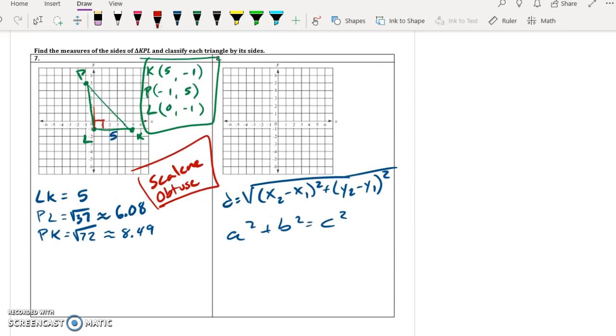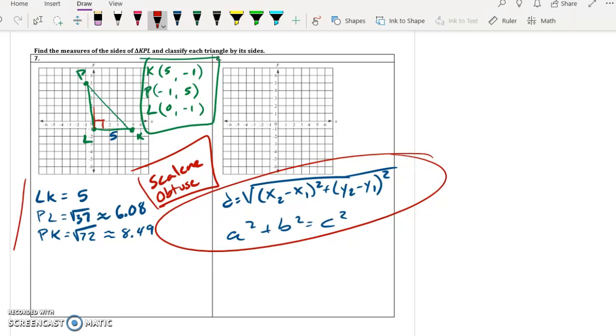Now, on tests and quizzes, you must show me all the work using one of these two things to find these answers. You must show me all the work. Just by giving me this answer, you receive 0 credit.